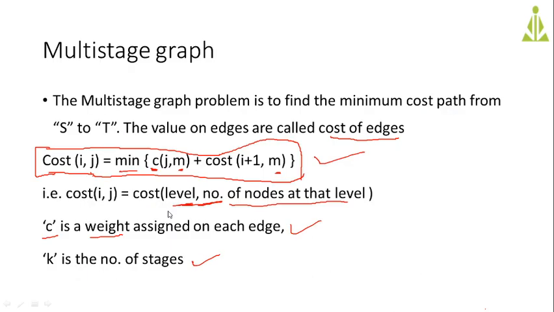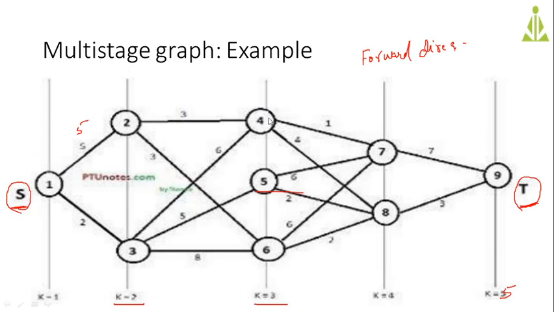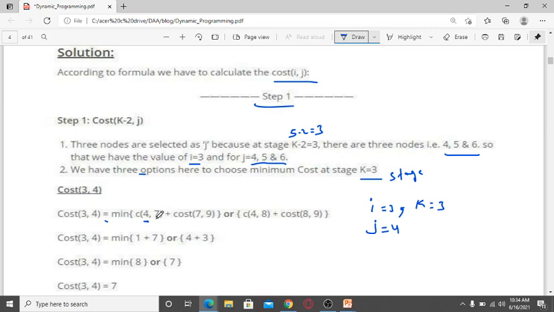Then m. What is the next stage in the graph? From 4, the next stage is 7. First it is going to 7, and from 4 it is going to 8. So first we will take 7. This is i, and here m. Sorry, this is j. This is i, j, and here cost(j, m), we got it.